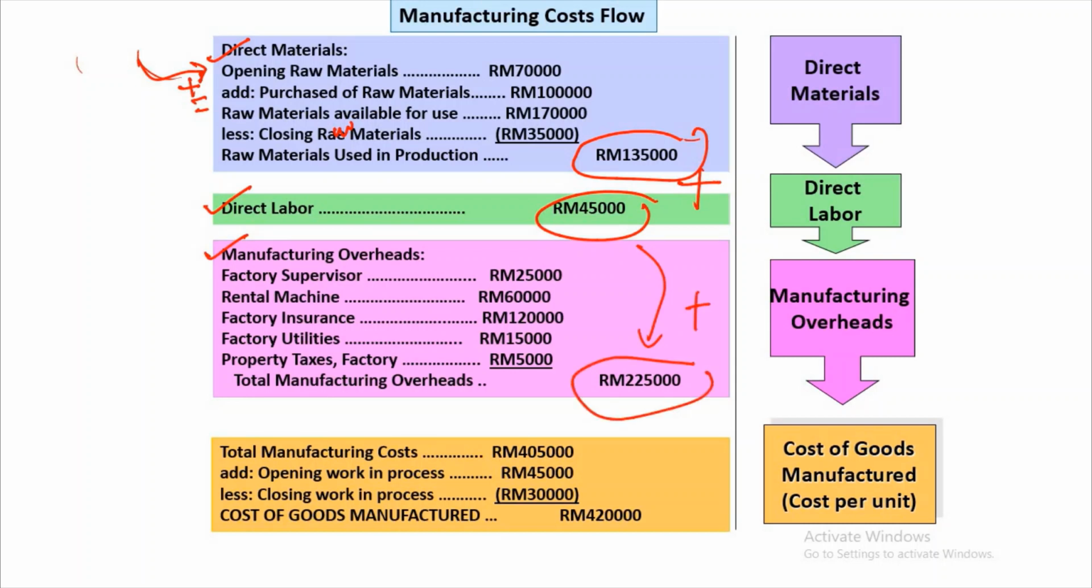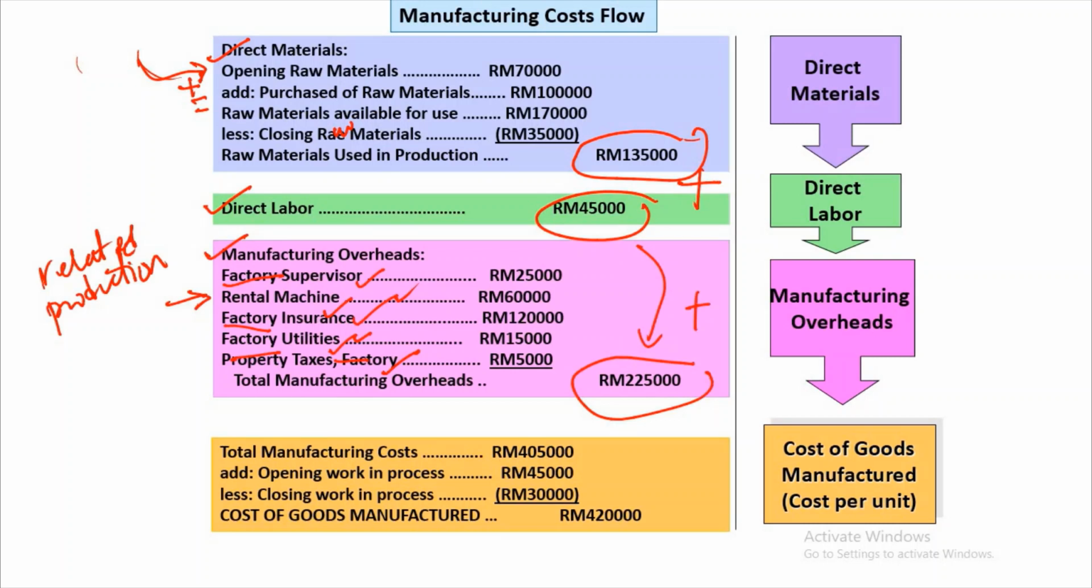Given over here, you can see they have given a list of examples of manufacturing overhead: factory supervisor, rental of machine, factory insurance, factory utilities, property tax and factory. If you look into it, everything relates to the factory. So whatever information goes into manufacturing overhead would be everything that relates to the factory, to the production.